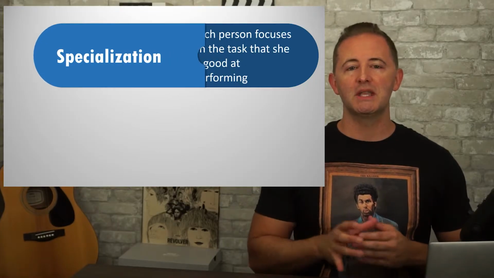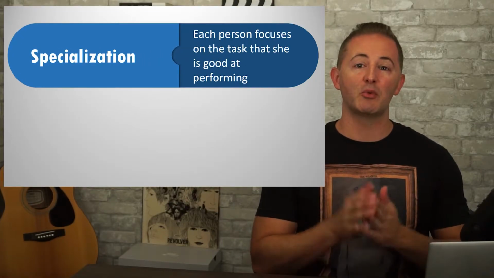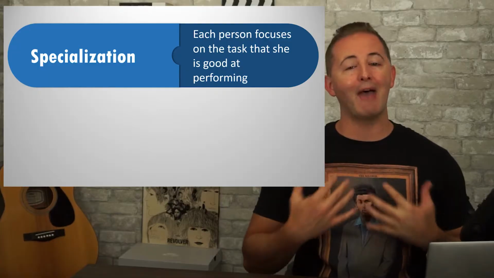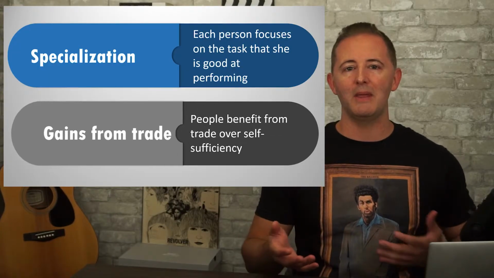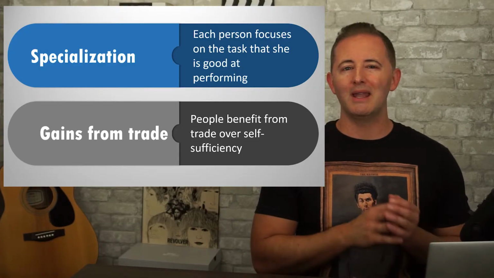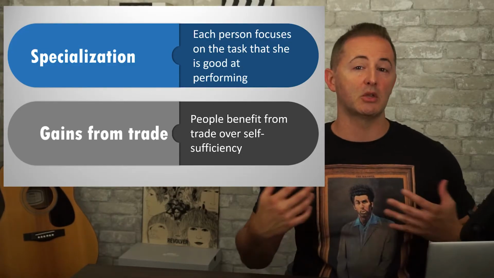At the heart of this section is specialization. Specialization is when each of us focuses on doing something we're good at instead of trying to do everything for ourselves. I specialize in teaching economics and then pay the grocery store for my food. But how do we decide who should specialize in what?